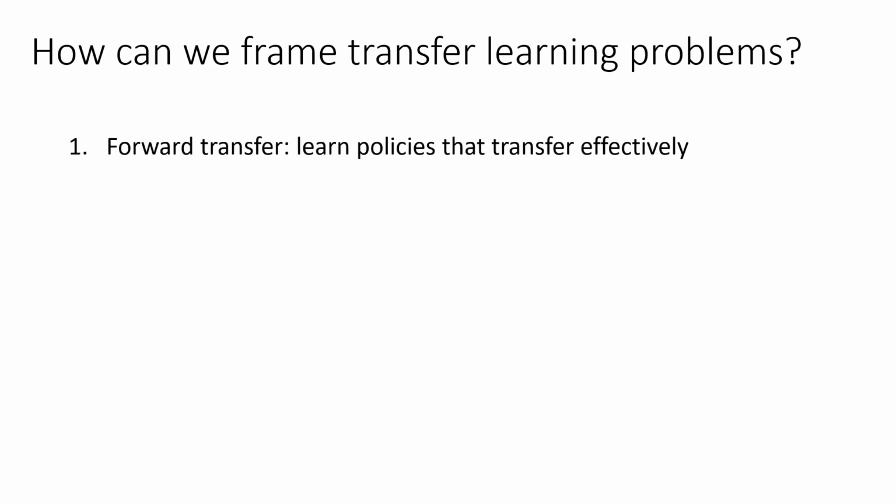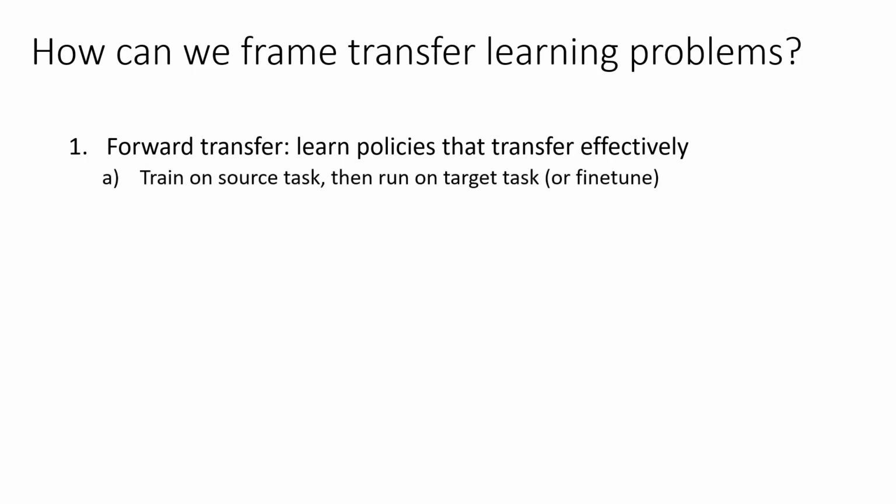Forward transfer deals with learning policies that transfer effectively, where you might train on a source task, and maybe you just run something on a target task, or maybe you fine-tune on a target task. Conventionally, this relies on the tasks being quite similar, and a lot of work on forward transfer deals with finding ways to make the source domain either look like the target domain, or make it so that the policy you recover from the source domain is more likely to transfer to the target domain.